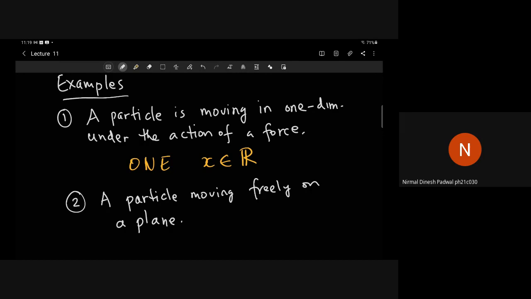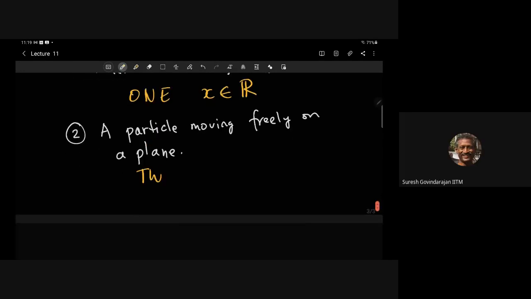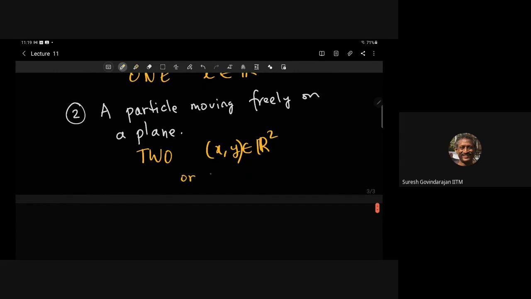2 degrees of freedom. It's 2, and in Cartesian coordinates x and y, or polar coordinates r and theta. Very good. So we can say (x, y) belongs to R squared, or let's write rho and phi. Rho will again be 0 less than or equal to rho less than infinity, and phi is an angle.